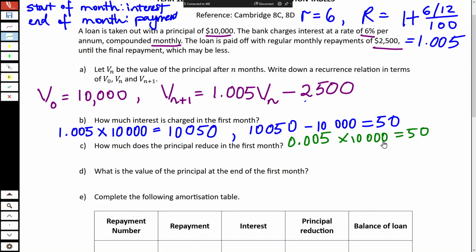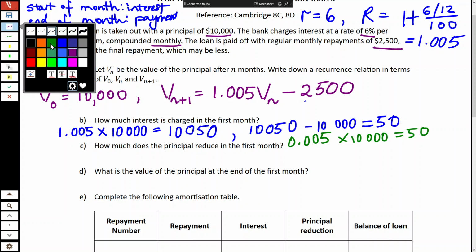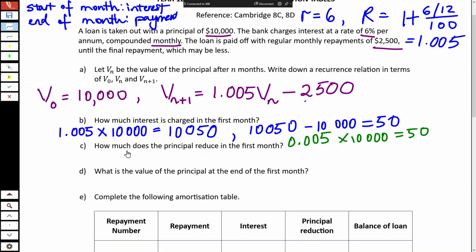Okay, so Kai, since you're chatting, I'll ask you the next question. So, the bank has charged me $50 of interest, and I'm going to pay the bank $2,500 back. 2,450. Okay, and how did you get that? That's you just minus 50 from 2,500. That's right.